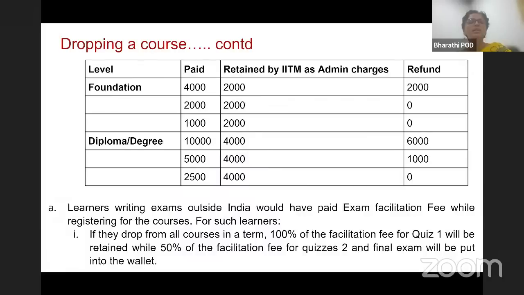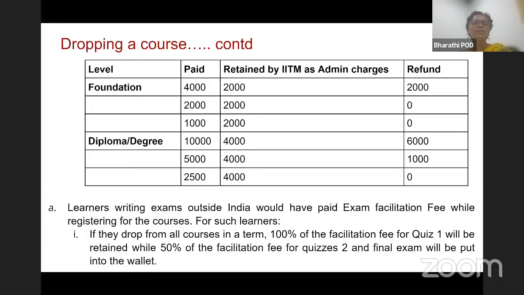So for dropping a course, we have just mentioned the income level, how much you paid for a course, and what the admin charges are that are kept. If you belong to the open category, you would have paid 4,000 rupees in the foundation level. We retain 2,000 and we refund 2,000 to you. If you get a 50% waiver already from us, you pay 2,000. If you drop a course, we keep the 2,000 rupees. We don't refund anything to you. And if you're in the less than 1 lakh per annum income category and have paid only 1,000 rupees, then we keep the 1,000 rupees with us and we won't refund anything to you.